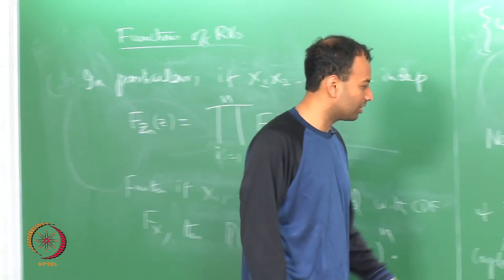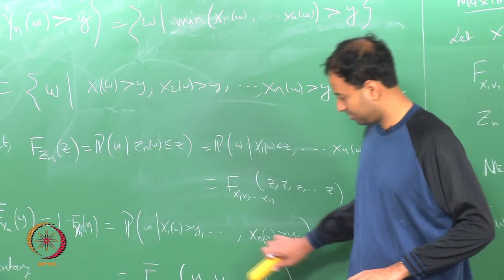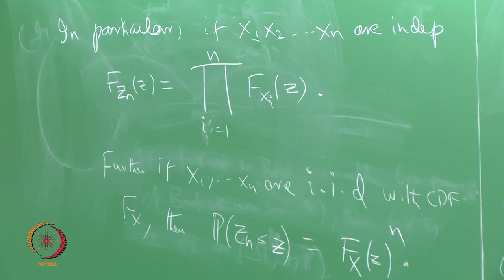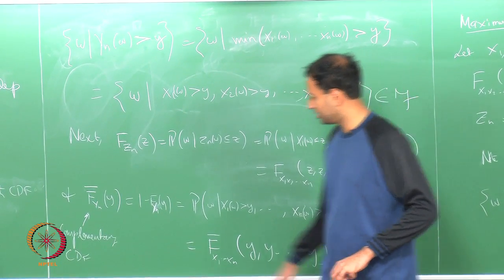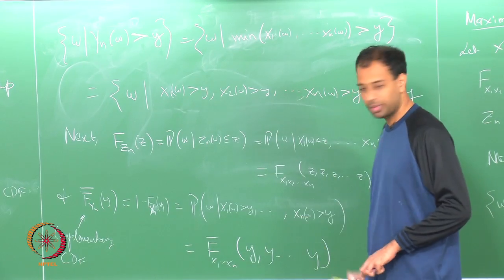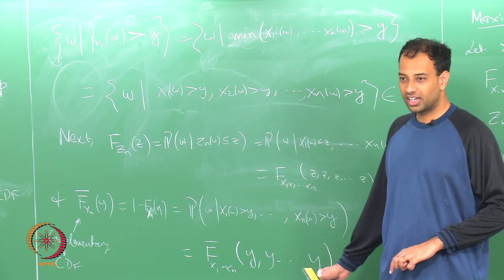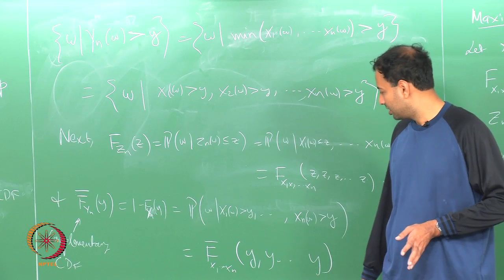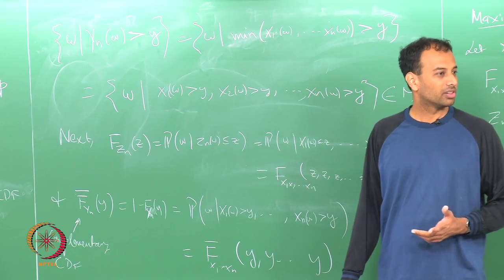Similarly, you can do the same thing for the minimum. In this case, what would you get? You will get the complementary CDF of y as the product of the complementary CDF of each of these x's, and in the case when they are identically distributed, you will have the nth power of the complementary CDF, right.